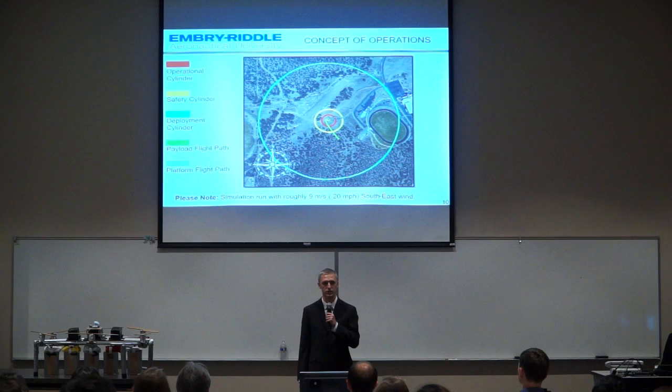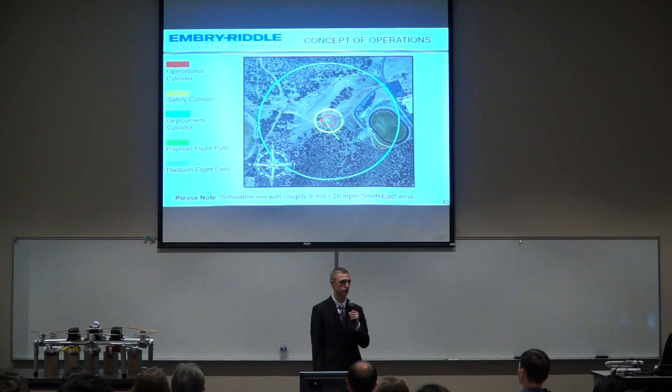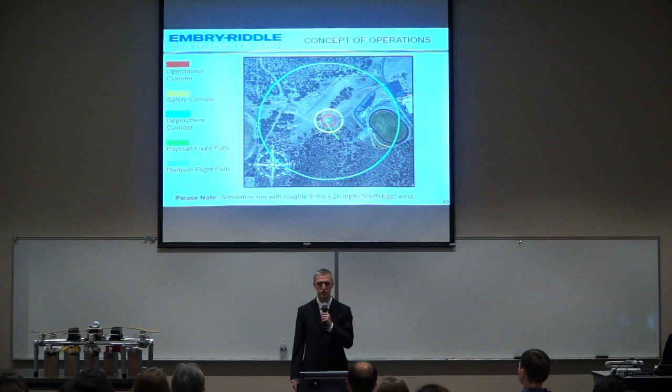Next, we have the blue circle, which represents the deployment cylinder. This is a cylinder measuring 250 meters in radius, and this is the area that no payloads will leave once they are deployed from the platform. You can see that there is a green line on this image, as well as a small gray one.